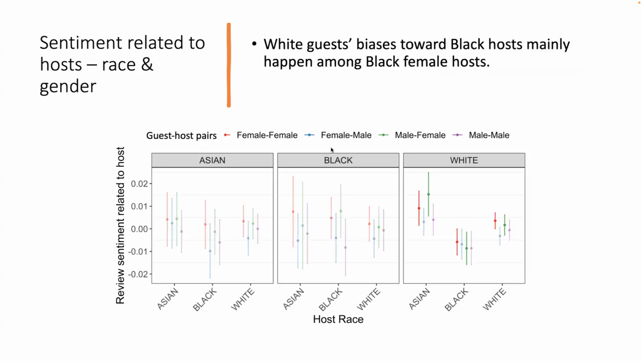Now pay close attention to the red and green colors among white guests. These are the scenarios where we found some noteworthy differences. See, white guests showed biases toward Black hosts, but interestingly, these biases were more pronounced among female or male white guests toward Black female hosts. So it's remarkable to see how these dynamics play out within the guest-host interactions.